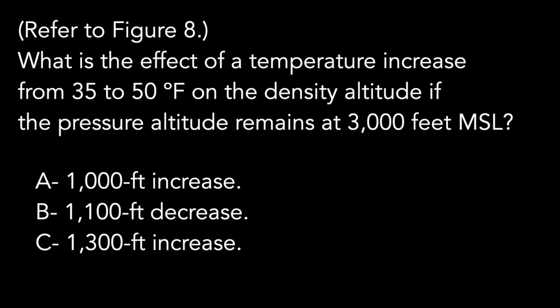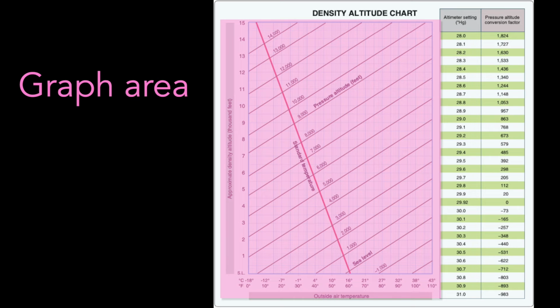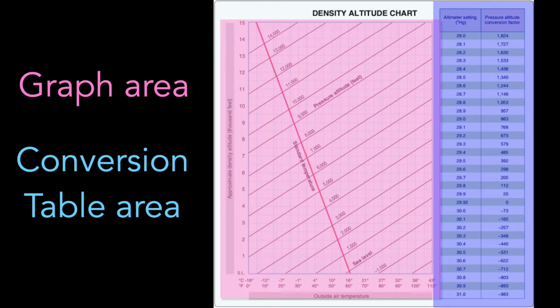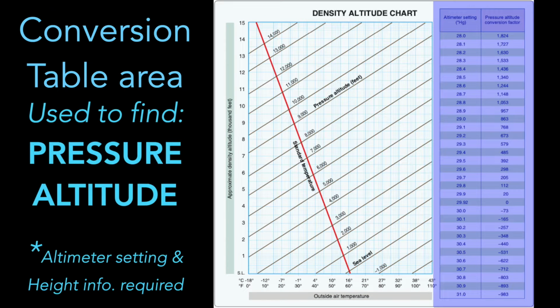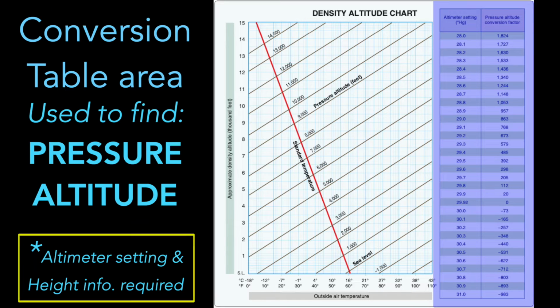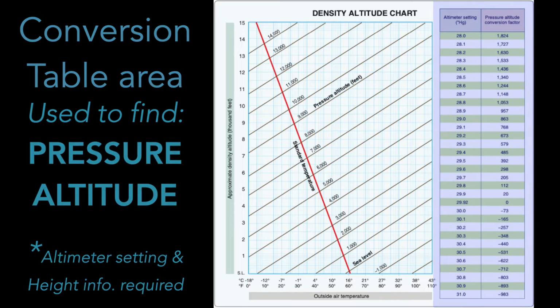Now let's take a look at the figure and see what we are working with here. It is displayed with a graph area on the left side and a conversion table on the right side. This conversion table is useful in situations when you need to find pressure altitude, and to do that with this table, you will need to have an altimeter setting and a given height, which these questions may describe as airport elevation or indicated altitude. As long as you have both of these pieces of information, you will be able to calculate for pressure altitude using this table.